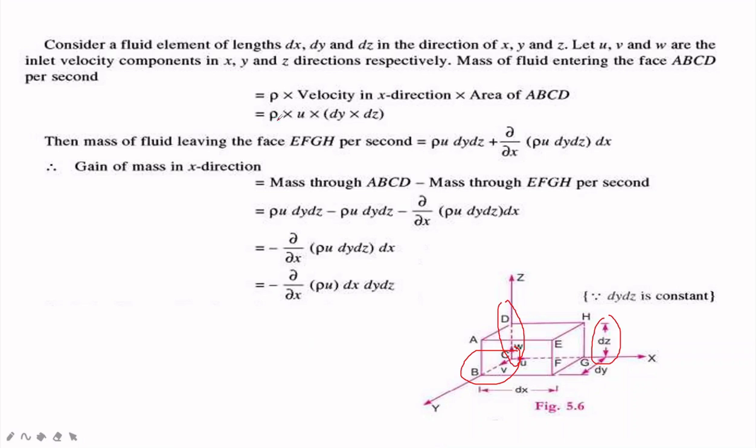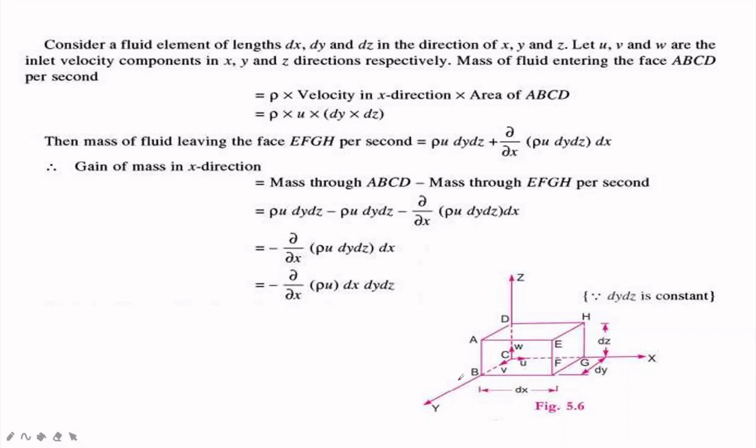So rho into velocity in the x direction, u. Why velocity in the x direction? Because we are calculating in the x direction, and ABCD is perpendicular to the x direction. Going through ABCD means going along x, correct? So along ABCD means it is parallel to x, it is along the x direction. Rho into u into the area of ABCD, length into height. Length is dy, height is dz. So rho u into dy into dz is the mass of the fluid entering face ABCD.